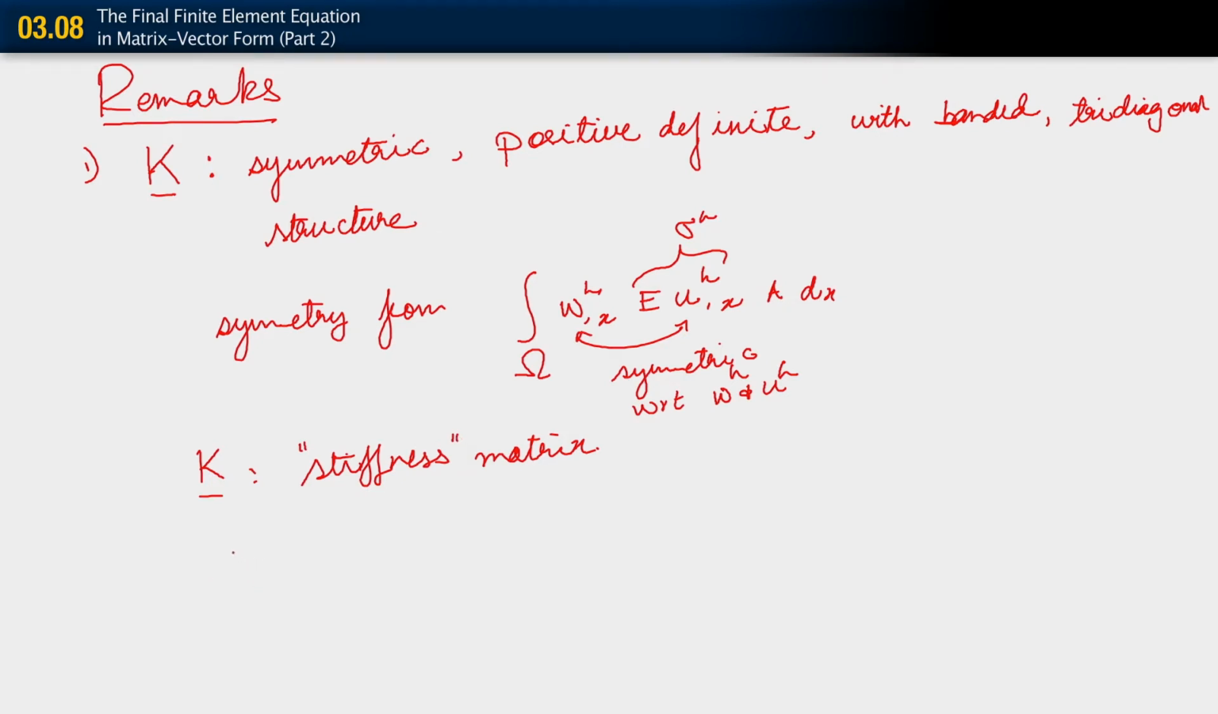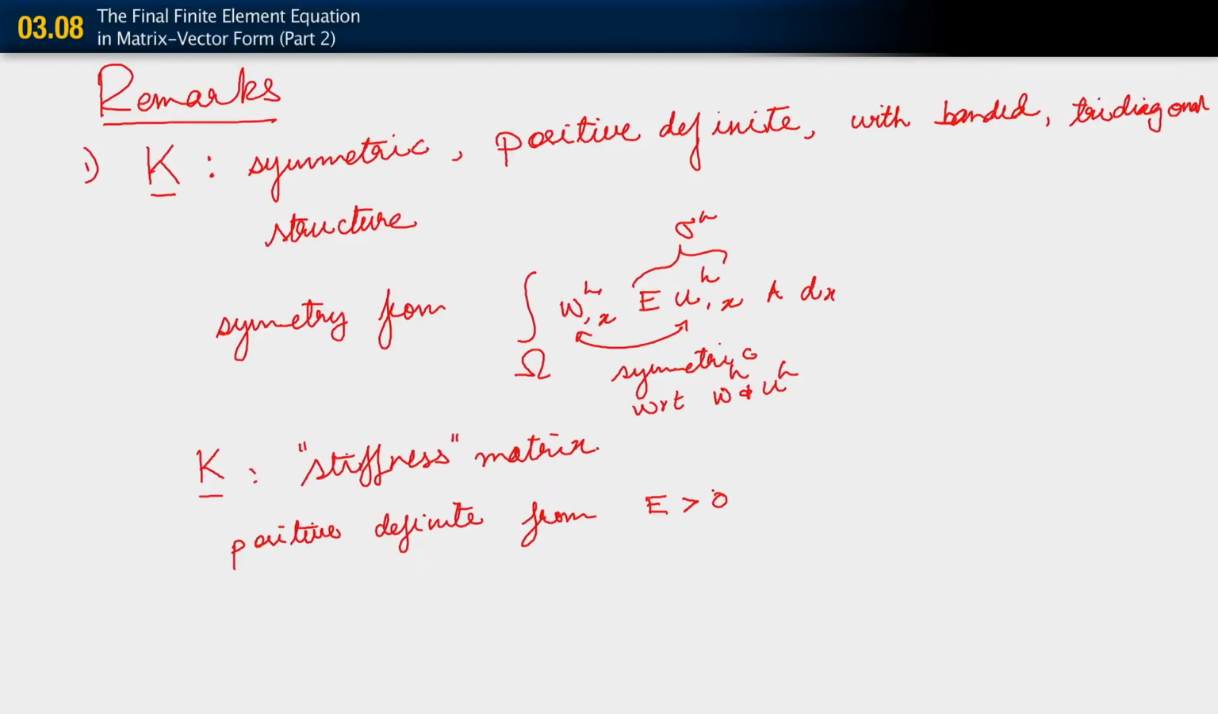Okay. Now, the other bit is the positive definiteness. The positive definiteness comes from the fact that in this particular case, our so-called material constant E is greater than 0. We didn't actually state that, but if E indeed is greater than 0, then we have a positive definite system. All right.